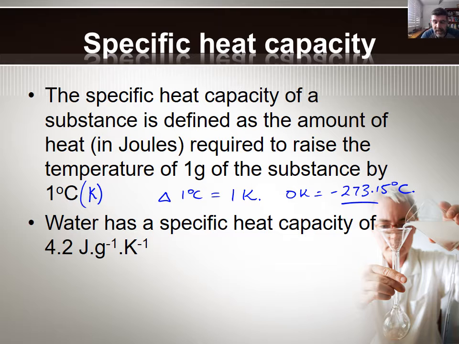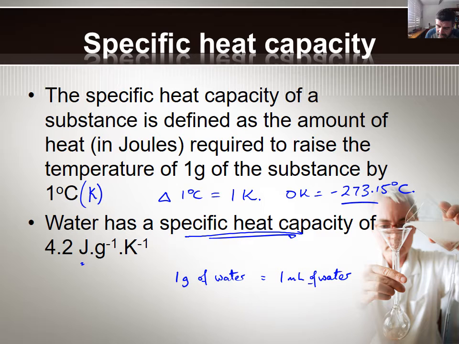So as a consequence, if we look at the fact that water has a specific heat capacity of 4.2 joules per gram per Kelvin, then what we're saying is that if you have 1 gram of water, which we know from water's density is also equivalent to 1 mL of water, and you want to heat that up by 1 degree or 1 Kelvin, then it will take 4.2 joules of energy in order for you to do that. Now, that value on its own may not mean very much, but what you'll see through this video is that it's actually a very high value, and there are some interesting consequences as a result of it.